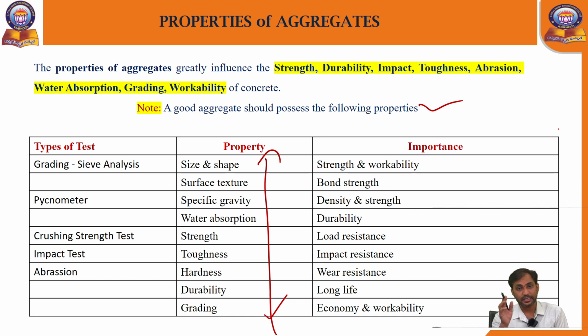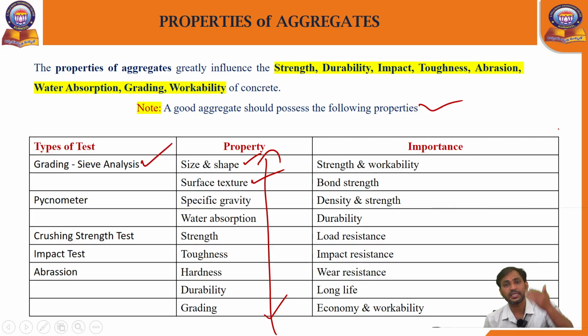See, size and shape, surface texture, specific gravity, water absorption, strength test, next toughness, hardness, durability, gradings. These are the different properties that can be determined by conducting tests on aggregates. To determine the size property, shape property and surface texture property, what type of test can we conduct? Nothing but the sieve analysis test.